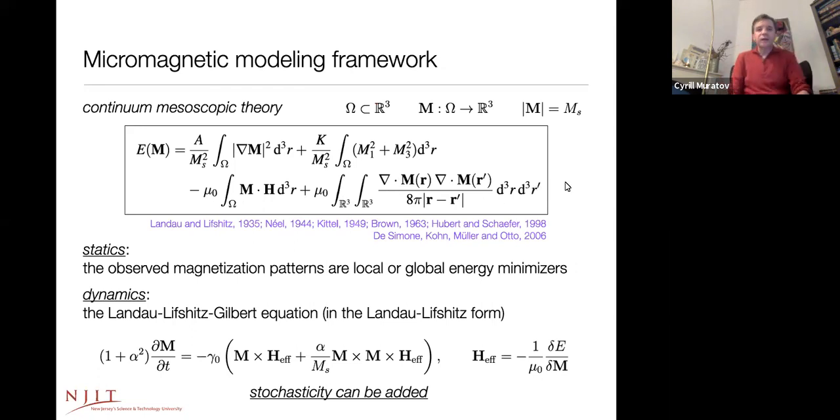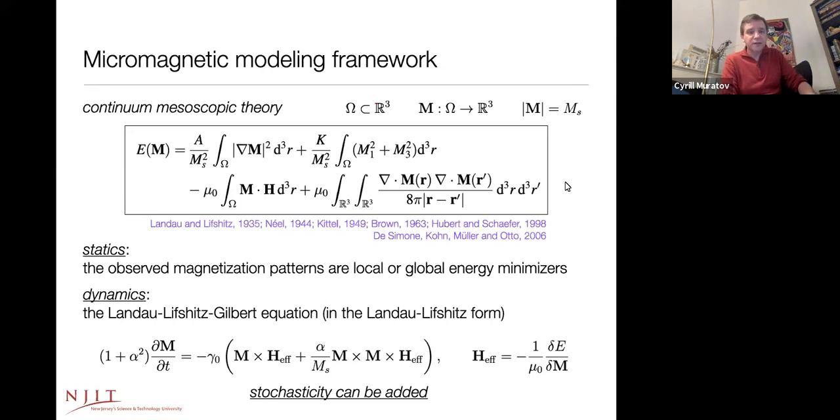But let me say that from this energy, one can obtain a number of descriptions of magnetization patterns, such as the statics, so the observed magnetic domains can be interpreted as either local or global energy minimizers of the micromagnetic energy. Then the dynamics of the magnetization is similarly described by the Landau-Lifshitz-Gilbert equation, which is some kind of a damped wave equation driven by the micromagnetic energy, and stochasticity can also be added.